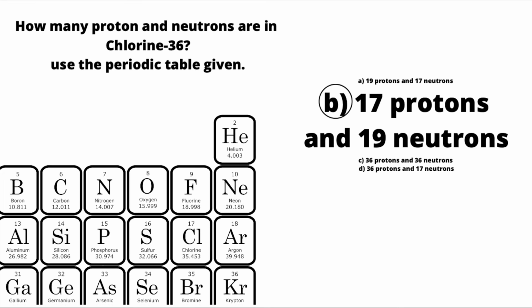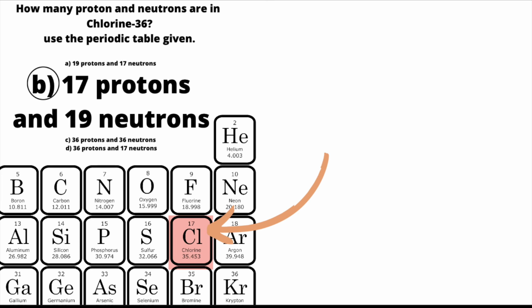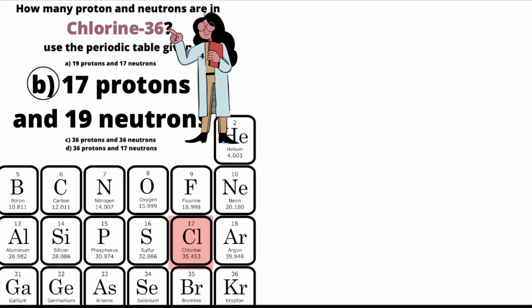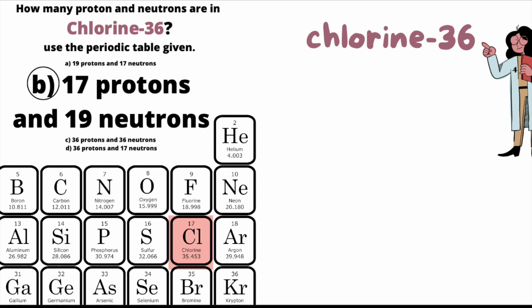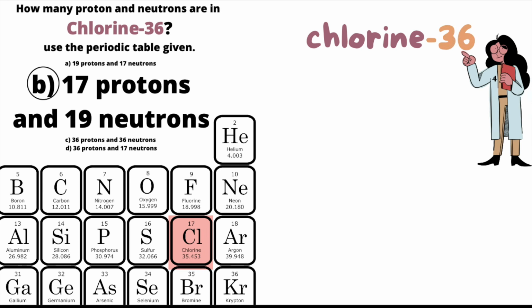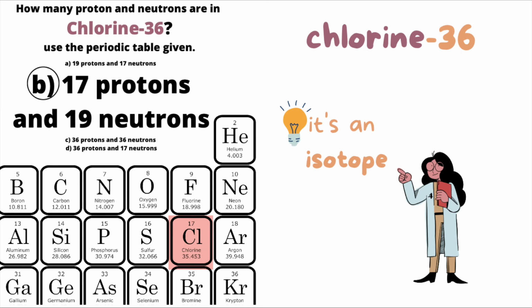So first off, let's locate chlorine on the periodic table because we'll need that information later on. Next, let's take this chlorine-36 and move it over here so we can see it bigger and break it apart. When you see an element written out with a dash and a number after it, this is indicating that the atom is in isotope form. The number is representing the mass number. So this chlorine is in isotope form.